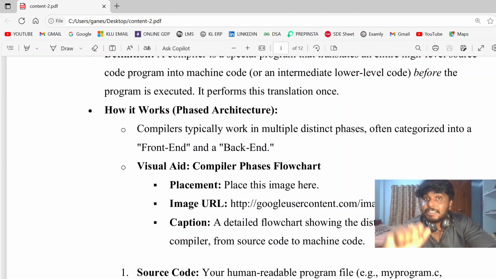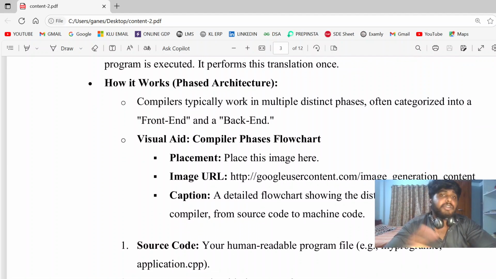Then an exe file will get created. So the program is compiled but not executed. Before the creation of the exe file, the C compiler is converting this high level programming to machine code. So after the conversion only, the exe file is created. The compiler converts the high level program into machine code before the program is executed. So how does it work?